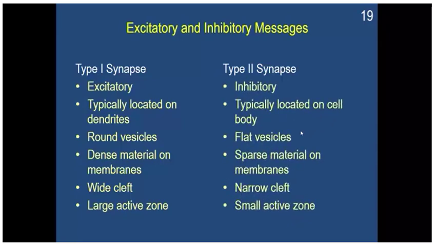Type 2 are the inhibitory, and they look almost the exact opposite, right? They're typically located near the cell body or on the cell body, therefore they're more potent, right? Think about that. Think about placement. The vesicles are flat. There's not as much material being released because of how potent they are. The cleft is narrow, which means they're super close. And then there's a small active zone.